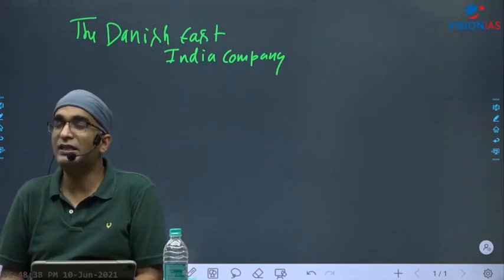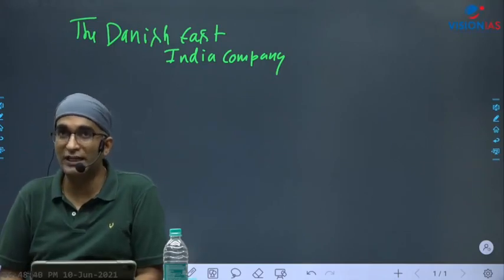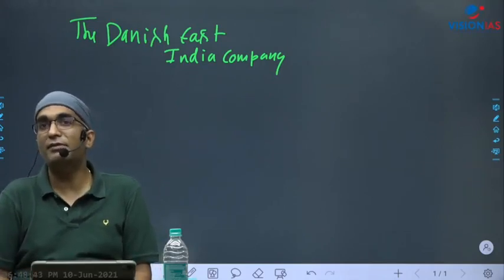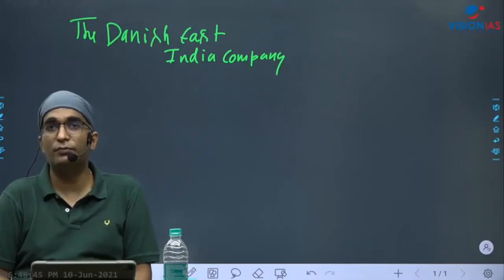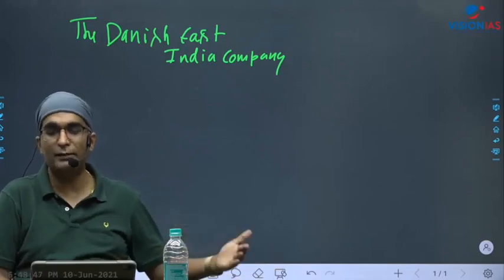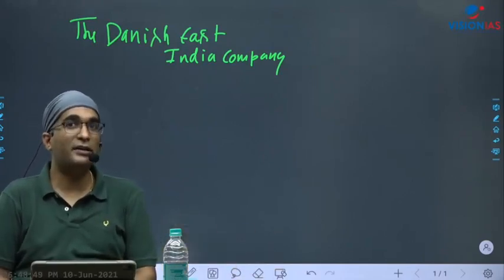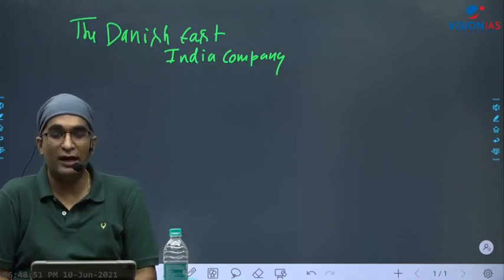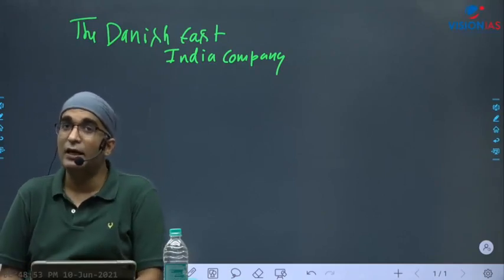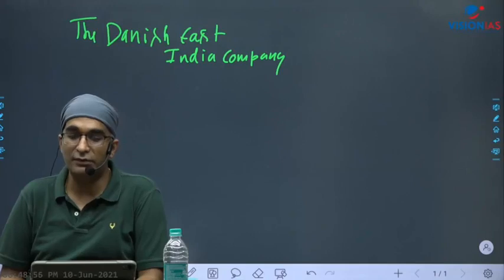After establishing this printing press, he also went on to create a college. This college was named Serampur College, after the name of the place, in 1819, and this college was meant for higher education in Western style. So, Serampur College for higher education in Western style.